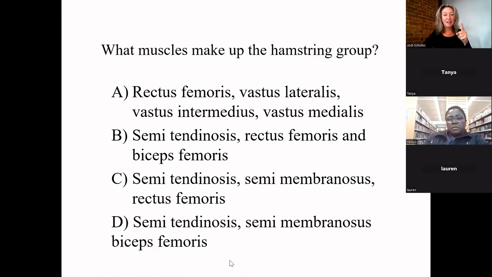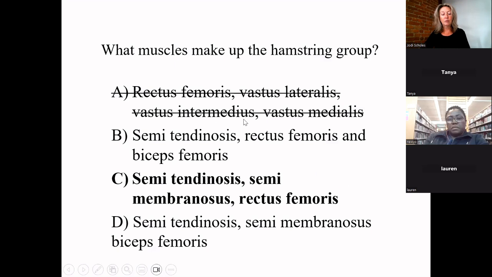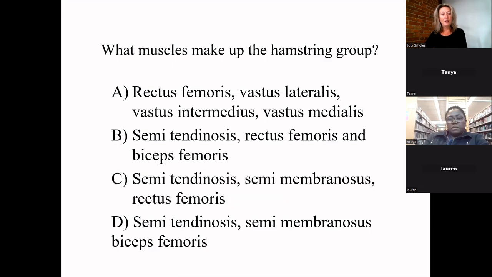You can take out A because those are 1, 2, 3, 4. How many hamstrings are there? Yes, Lauren, yes. 3, Queenie, 3, yes. Exactly, there are 3. Char, yes. There are 3 hamstrings, so we can take out A. Oop, I think I did that on the wrong side. So we're going to take out A with 4 of them. That leaves us B, C, or D.